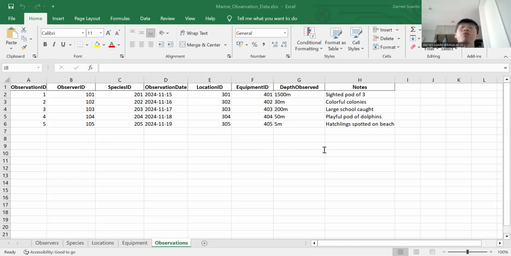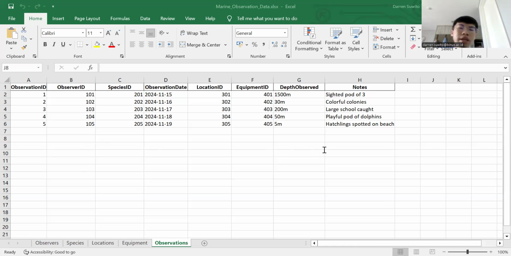So for the normalization process, in the unnormalized form or UNF, I use data stored without structure, leading to redundancy. And for the first normal form or 1NF, ensure atomic values in each field and remove repeating groups. For second normal form, I eliminate partial dependencies and ensure all non-key attributes are fully dependent on the primary key. And for the third normal form, I ensure non-key attributes depend only on the primary key.